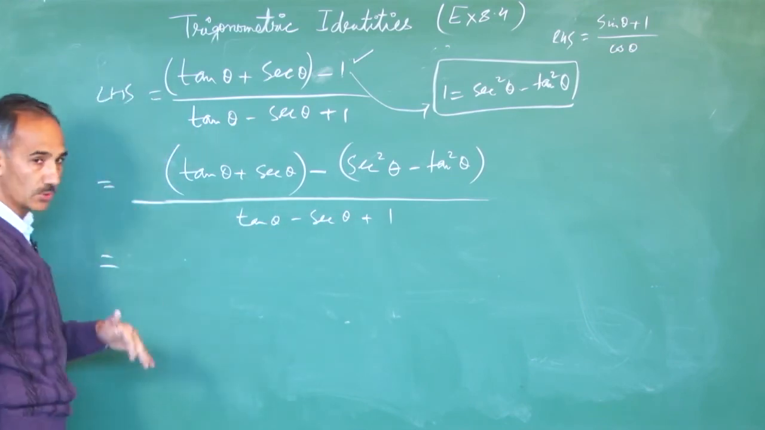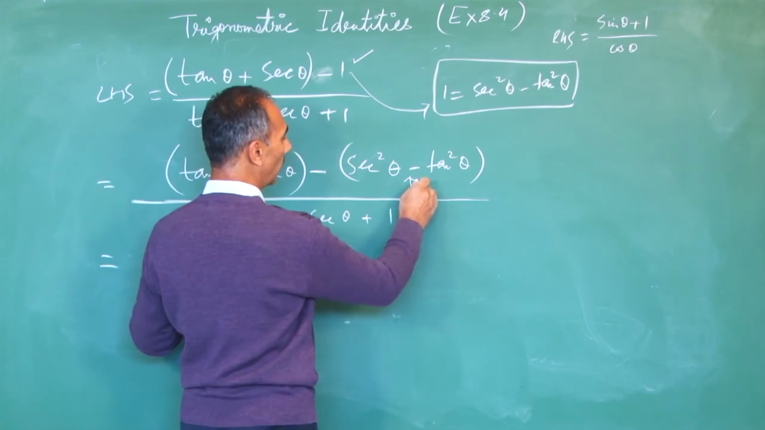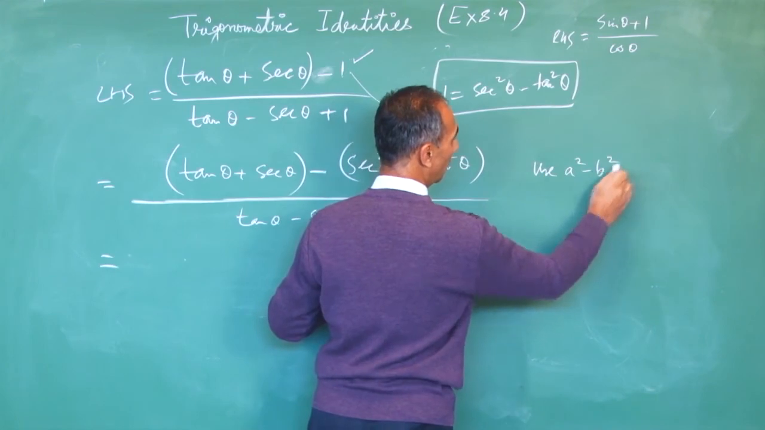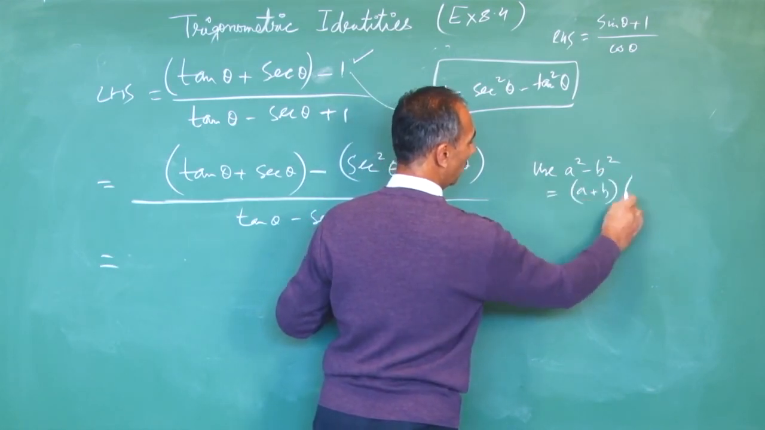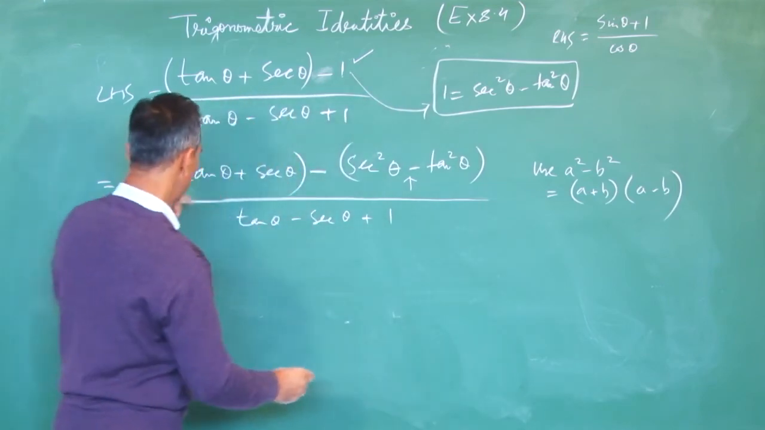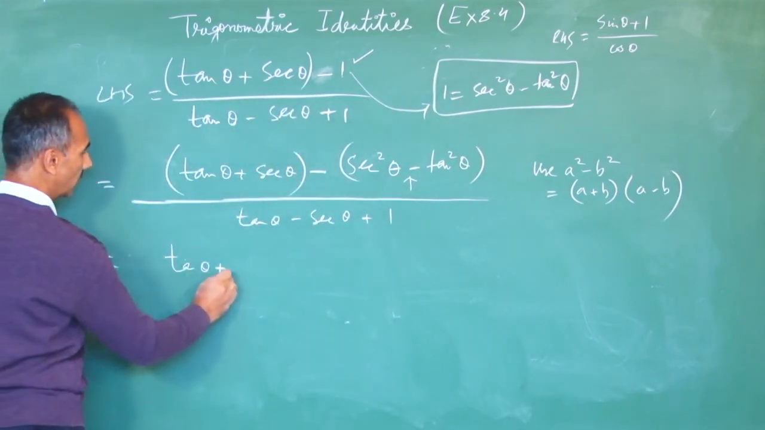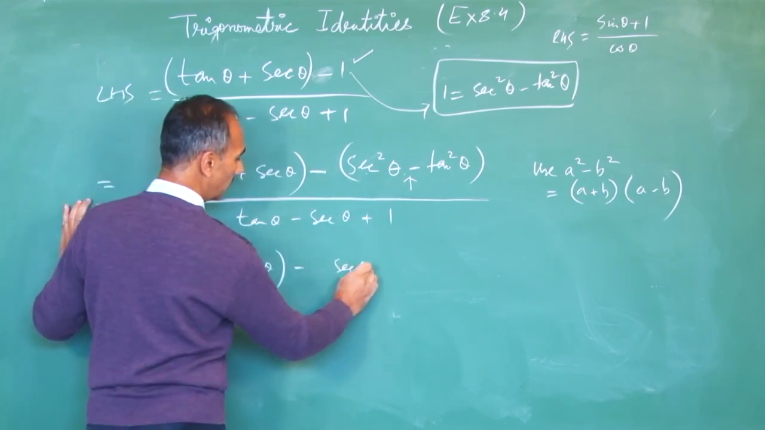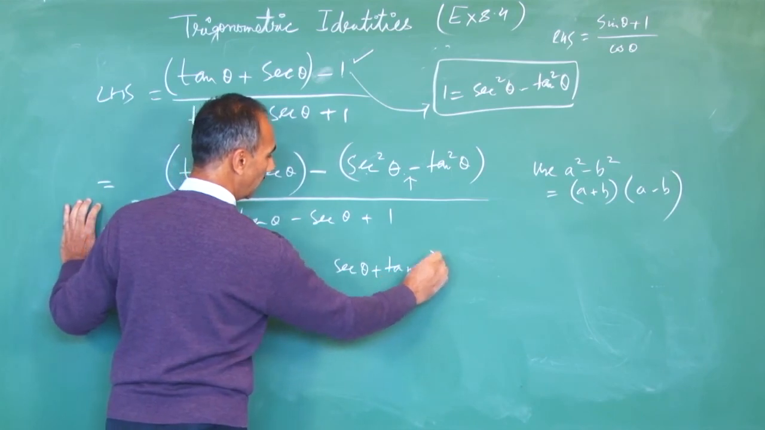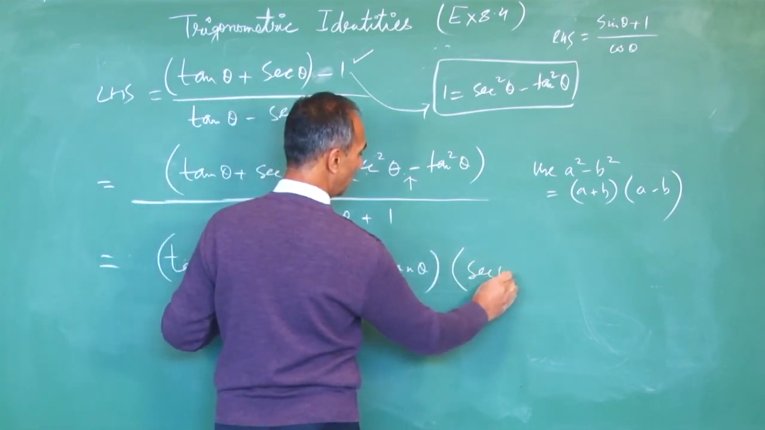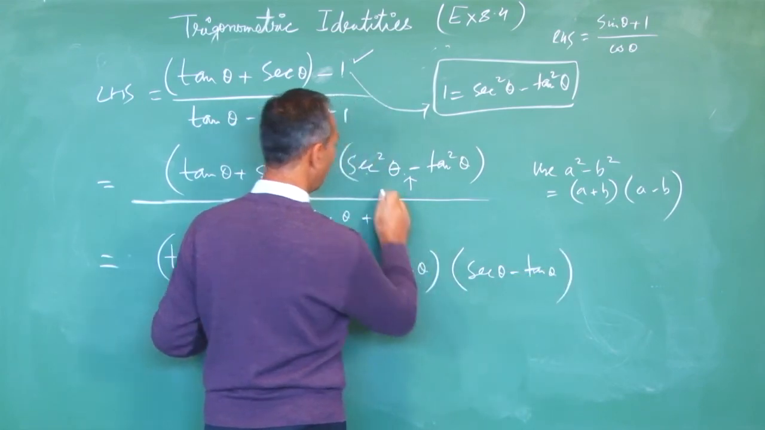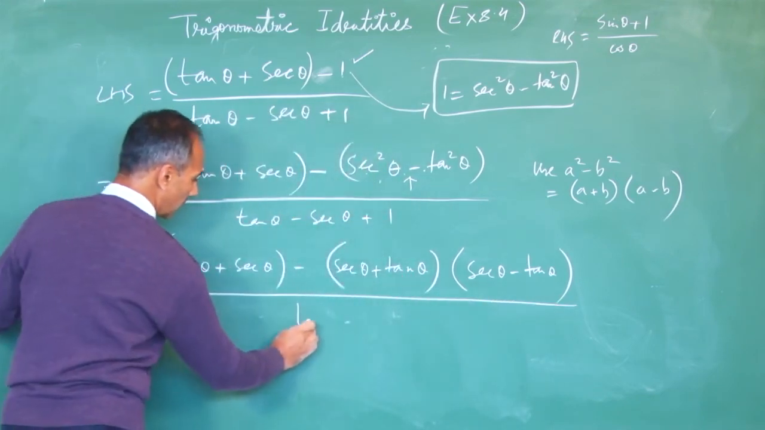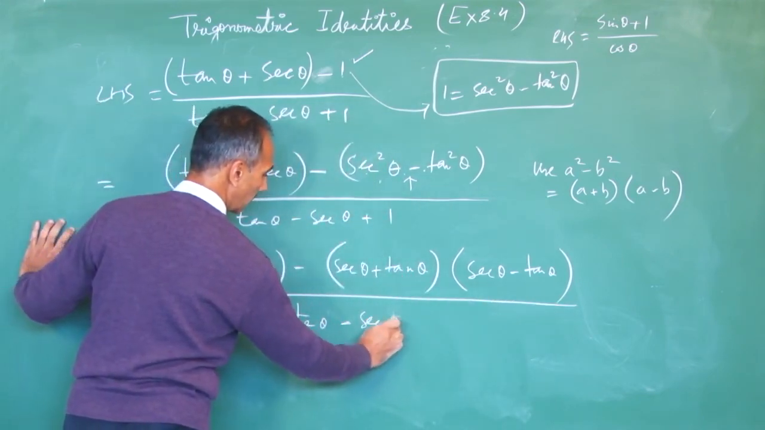One more step, 2 more steps required. Now use a square minus b square. Very famous result. Use a square minus b square, that is a plus b into a minus b. So this is as it is, tan of theta plus secant theta. So minus a square minus b square is secant theta plus tan theta into secant theta minus tan theta. A square minus b square, a plus b into a minus b. Denominator we write as it is, tan of theta minus secant theta plus 1.